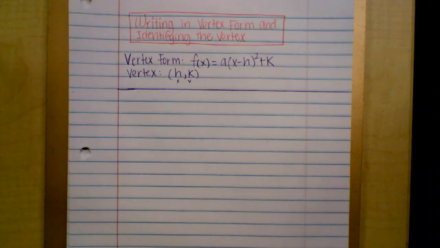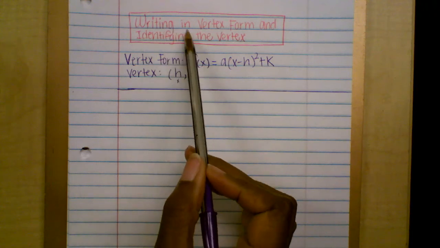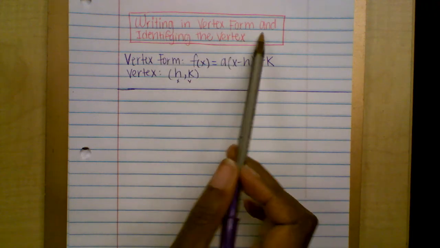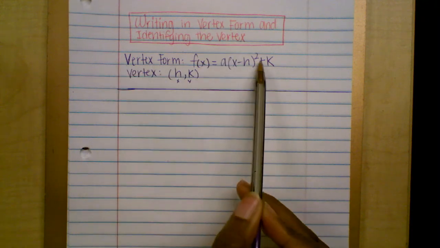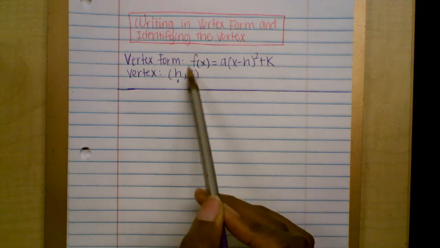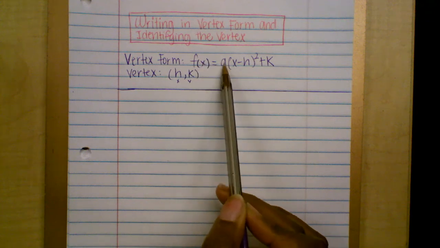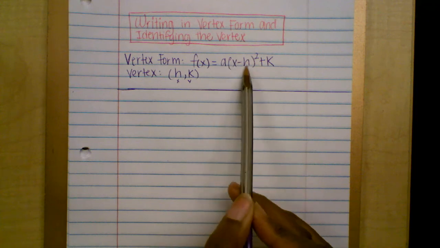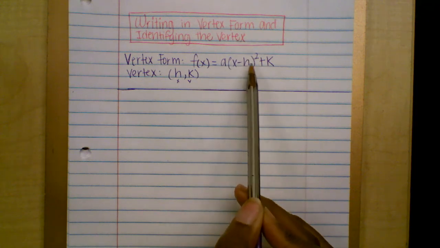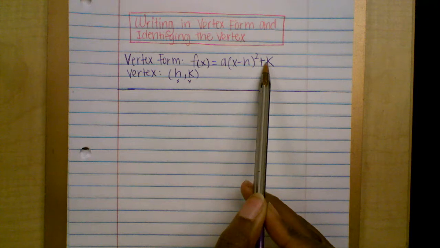Hi everyone. In this video, I'm going to show you how to write in vertex form and identify the vertex. So here's the vertex form. It's written in the form of the name of the function equal a times, and the first factor is the square, which is inside the square you have x minus h and plus k outside the square.